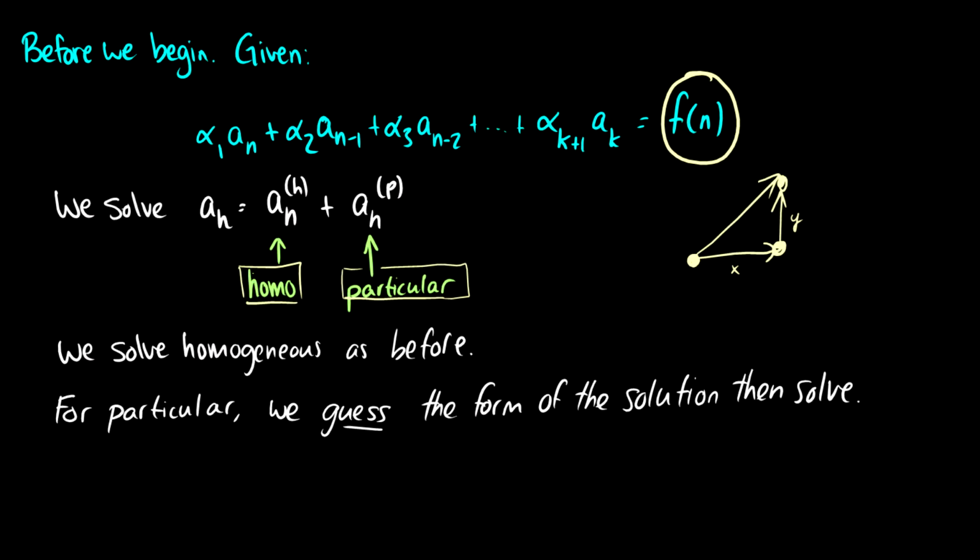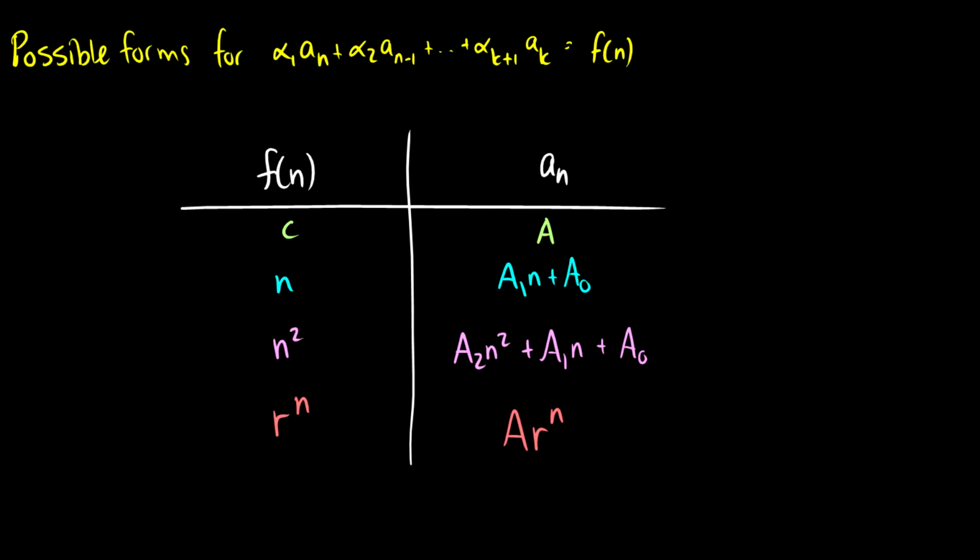So what we do for the particular is we guess the form of the solution, and then we're going to substitute the form in to get the correct results. This might seem unintuitive and challenging at first, like how do we know what to guess? But I have a nice little chart for you. If the function is just a constant, our guess for the particular is just going to be some constant a, and we're just going to find that constant. If it's an n, it's going to be a constant times n plus a constant. If it's n squared, it'll be a constant times n squared plus another one times n plus another constant.